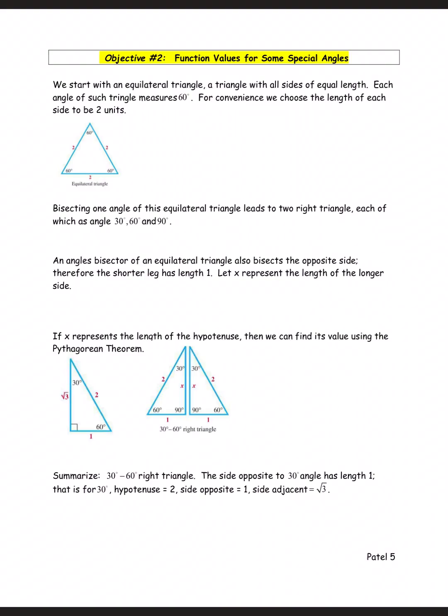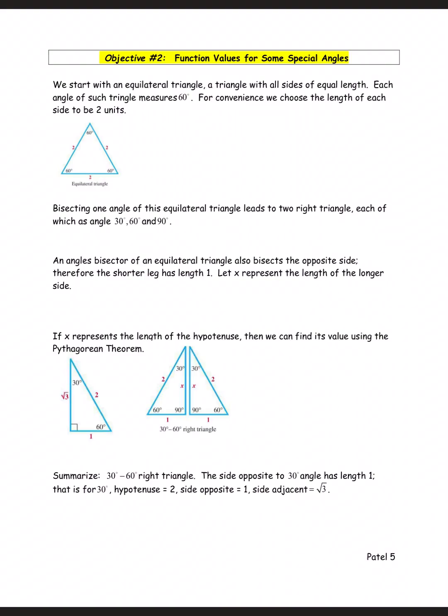If we bisect one of the angles of this equilateral triangle, this will lead us to 2 right triangles, each of which will have 30, 60, 90 degree angles. An angle bisector of an equilateral triangle also bisects the opposite side. Therefore, the shorter length has a value of 1. So let x represent the length of the longer side. If x represents the length of the hypotenuse, then we can find its value using the Pythagorean theorem.